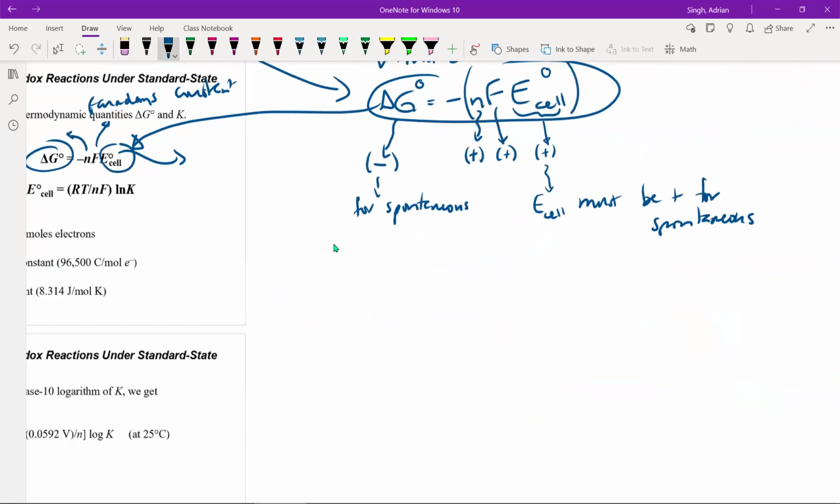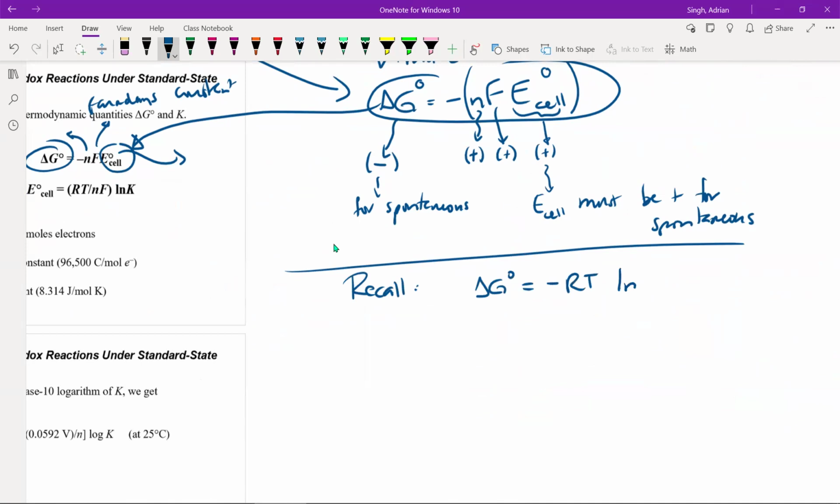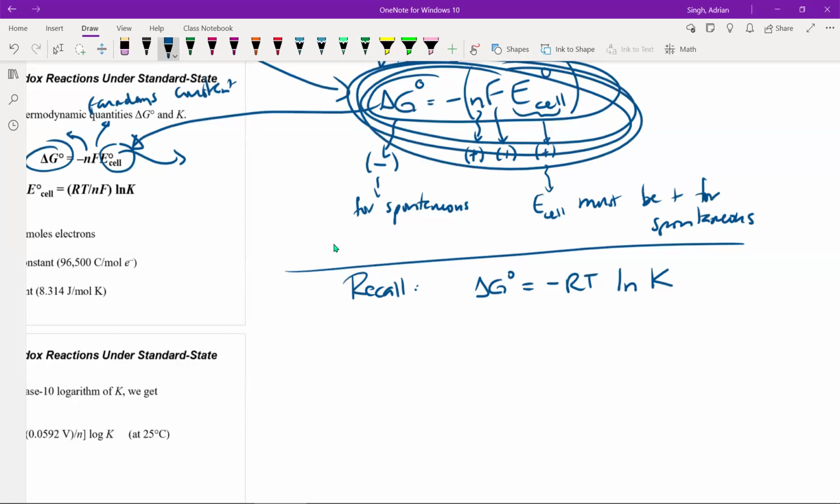Now, the other thing that we know from the equilibrium and from the Gibbs free energy chapter, the thermodynamics chapter, is that delta G naught, the standard Gibbs free energy, is equal to negative RT times the natural log of the equilibrium constant K. So we know that from the previous chapter. Well, we just defined delta G standard a slightly different way, but they're both equal to delta G. So I can take that and substitute it here. Negative NFE cell is the same as negative RT natural log of K.